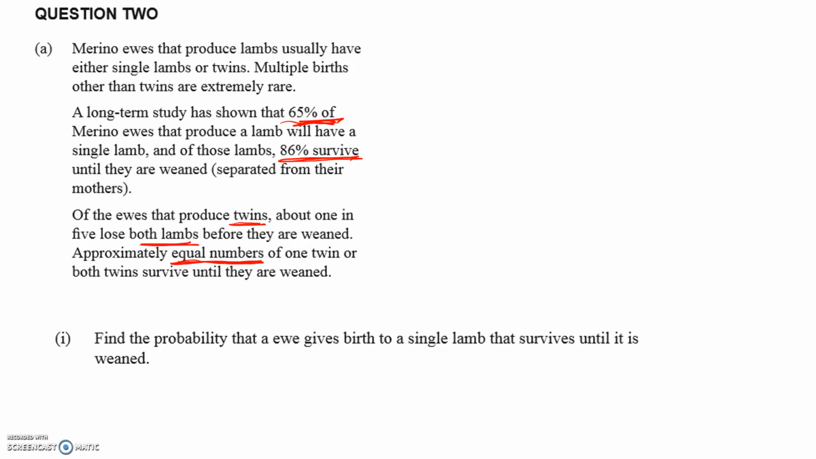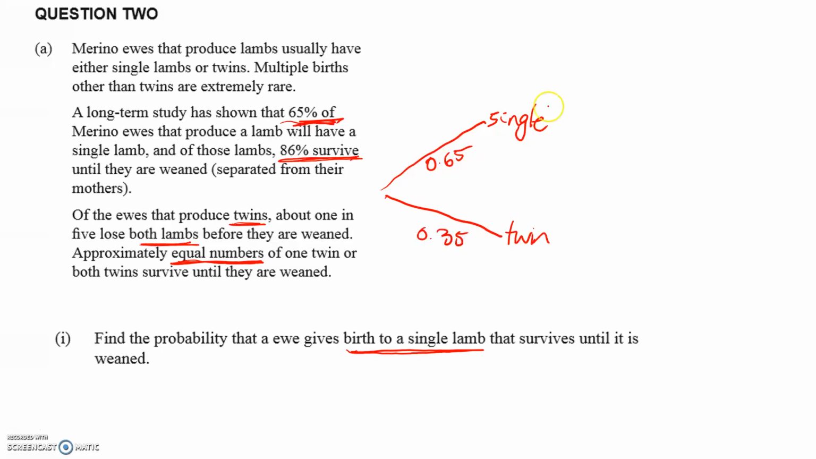So we have to first of all find the probability that a ewe gives birth to a single lamb that survives until weaning. So we're going to start off with a simple tree diagram. So this first one is going to be single, and here we're going to have twin births. This one's going to be 0.65, and this one is going to be the rest, 0.35. Now, if they have a single lamb, 86% survive, and the rest don't.